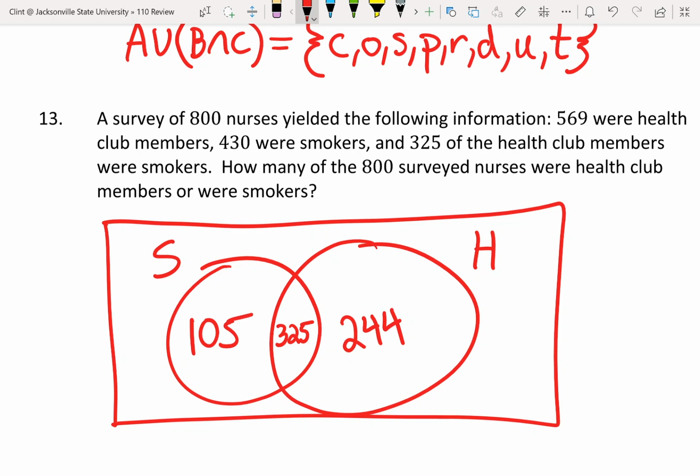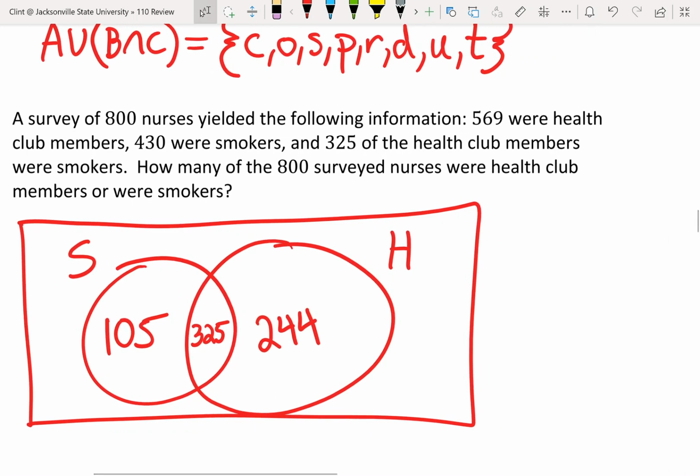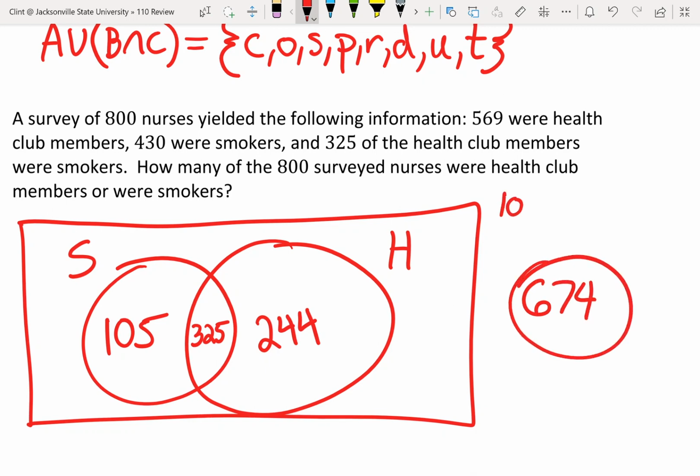And then on our question down here, it says how many were health club members or were smokers, and it's "or", so it's okay for them to be both, inclusive or here. And so we just add our three numbers up. So what does that give us? 674. That was 105 plus 325 plus 244.